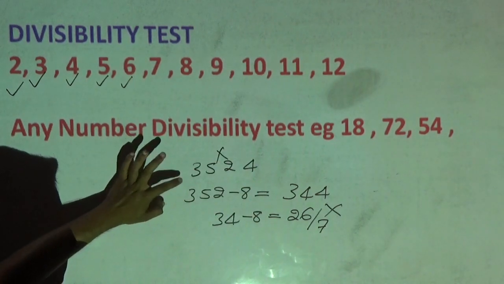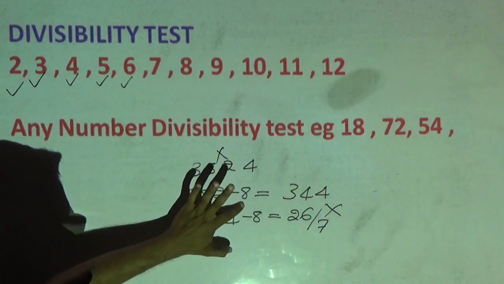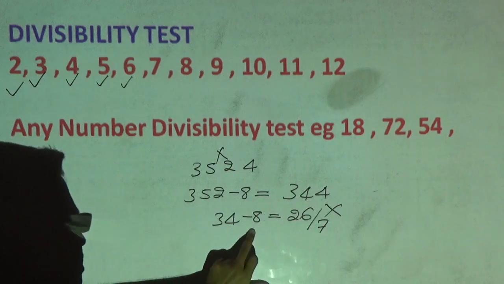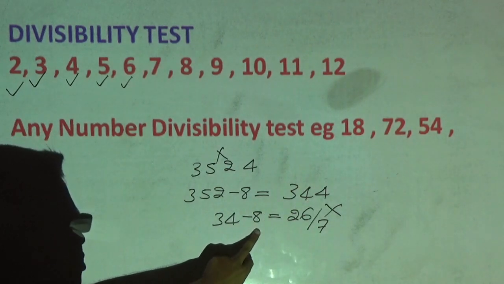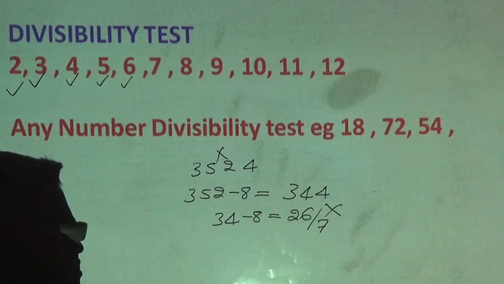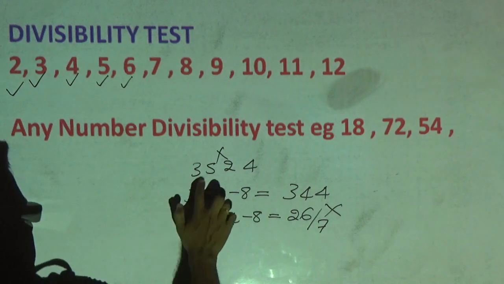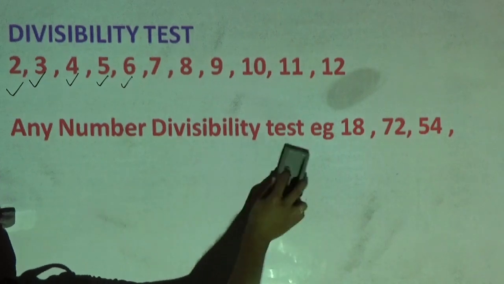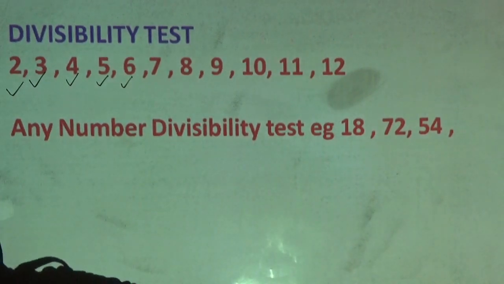What you need to do? You write all the digits and the last digit you have to double. Then 344. Okay, then you write all the digits and the last digit you have to double. 34 minus 8. Okay, so this is 26. 26 is not divisible by 7. Therefore, 3524 is also not divisible by 7. Hope you understood how to check whether a number is divisible by 7 or not.